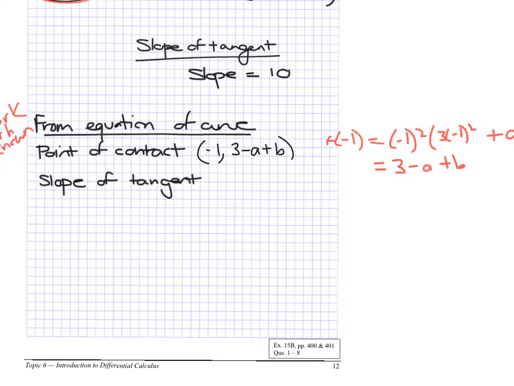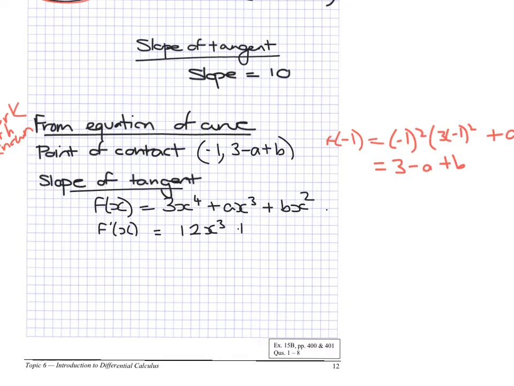Now the slope of our tangent, well, that's a little bit harder, but to do that we actually need to be able to find the derivative. So to first do that, I'm just going to expand f of x. I'm going to expand through that x squared term, and you'll get 3x to the 4 plus ax to the 3 plus bx squared. So f dash of x then, if we find the derivative, is going to be 12x cubed plus 3ax squared plus 2bx.